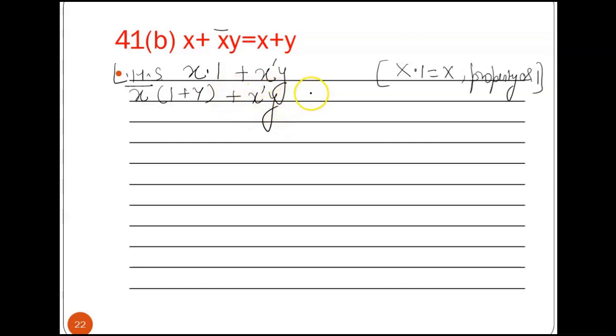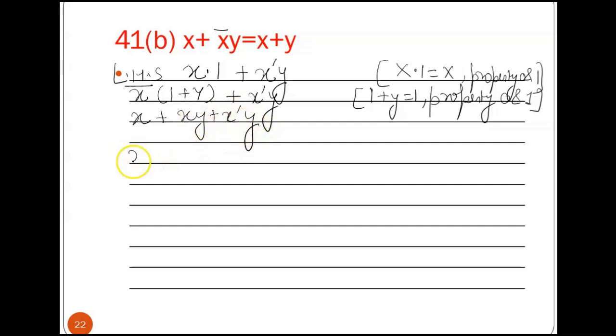So 1 plus y, again it is a property. 1 plus y is equal to 1. And this is again the property of 0 and 1. Okay, so I mentioned here. Now I'm just multiplying it inside. So it is x plus xy plus x dash y, right? So I just multiplied it here.